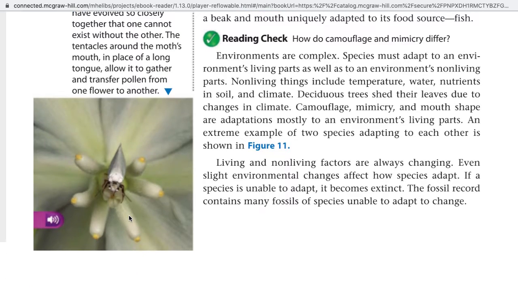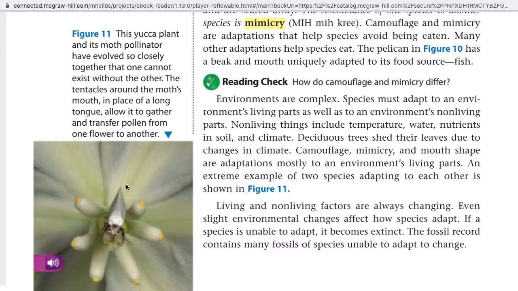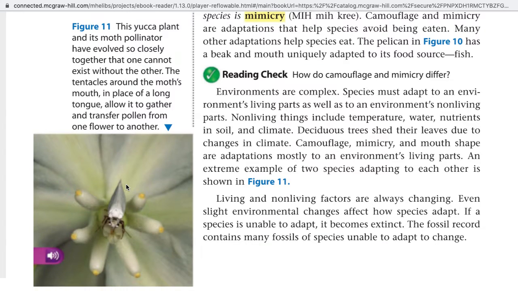So if you take a look at Figure 11, and I hope your picture is similar, maybe not, I don't know, but this is the yucca plant and its moth pollinator. They have evolved so closely together that one cannot exist without the other. The tentacles around the moth's mouth in place of a long tongue allow it to gather and transfer pollen from one yucca flower to another yucca flower. So the only insect that can pollinate it is this moth. So the flower depends on it, and the moth has a specialized tentacle that can only get the pollen and nectar from the yucca plant.